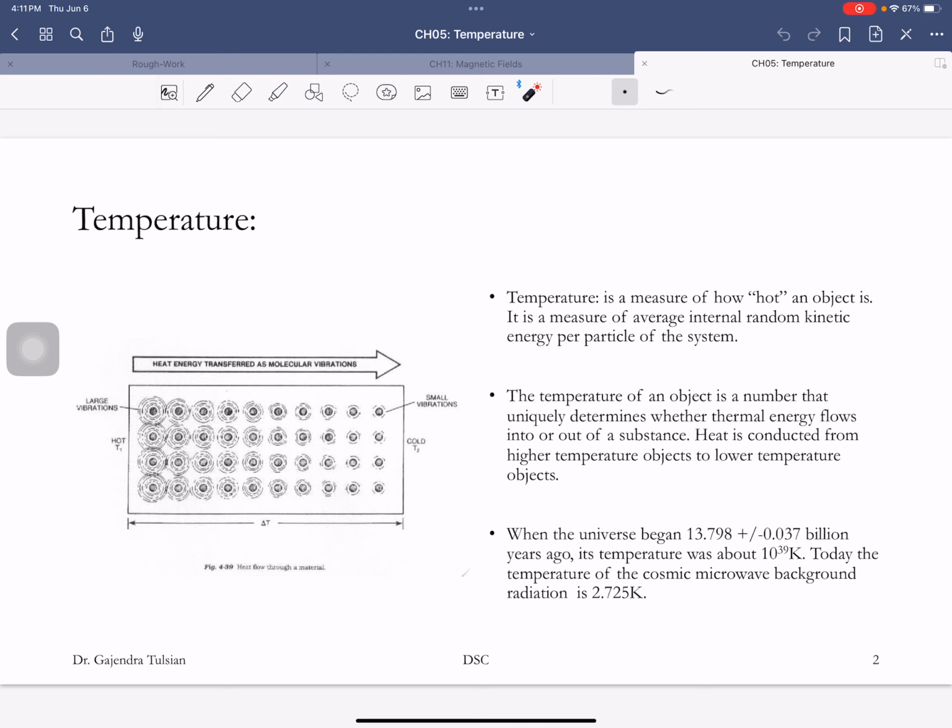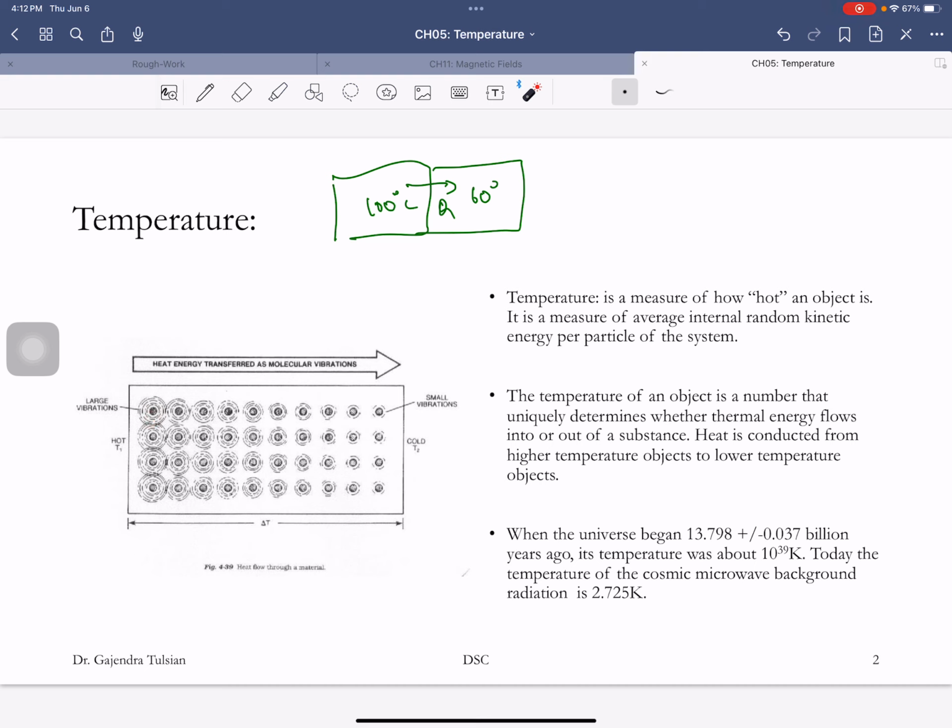If you have two objects, and this is at 100 degrees Celsius and this is at 60 degrees Celsius, since this is at a higher temperature, heat will flow from here to there. So temperature determines whether heat will flow into the substance or out of the substance. Now here's an interesting number. When the universe began 13.8 billion years ago, when the Big Bang happened, the temperature of the universe was 10 to the power of 39 Kelvin.